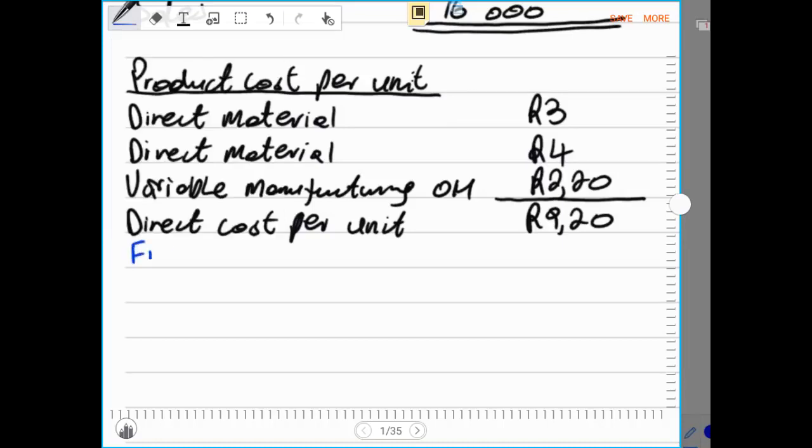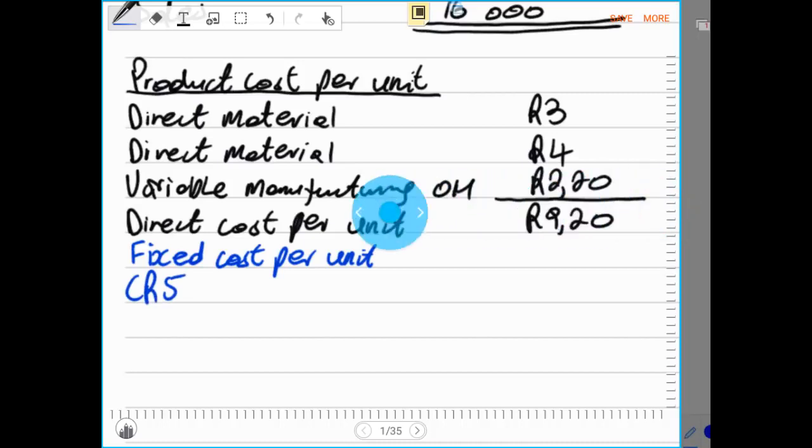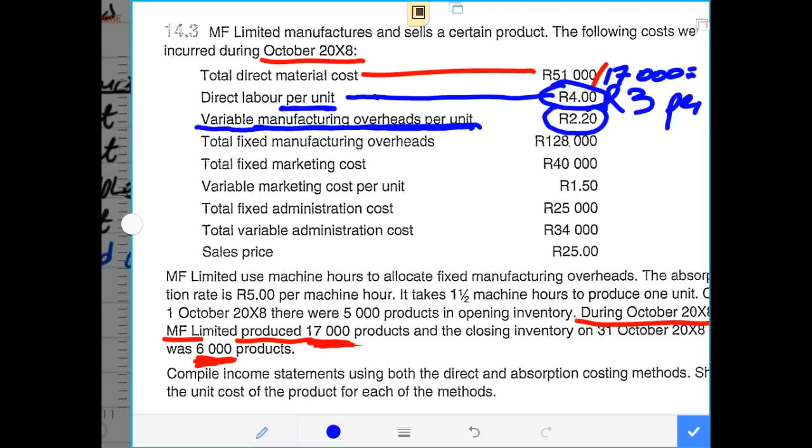Remember, after we added our fixed cost, this will give us absorption cost per unit. This will be fixed cost per unit. And our fixed cost per unit, we know that it was given as 5 rand per machine hour. They said that our rate is 5 rand per machine hour.